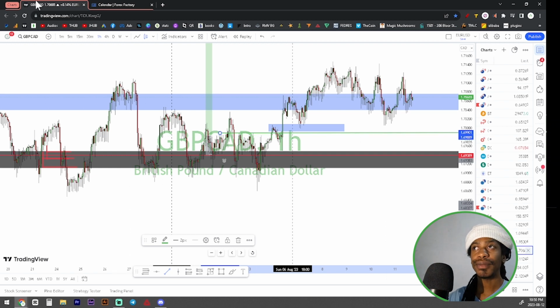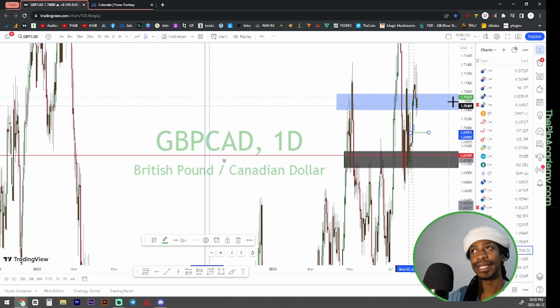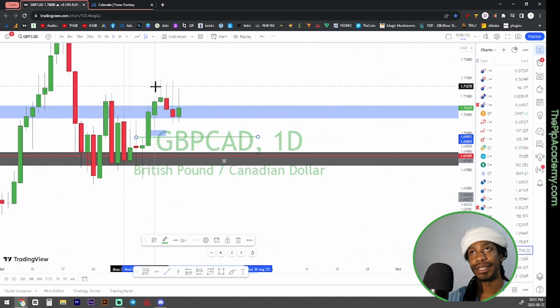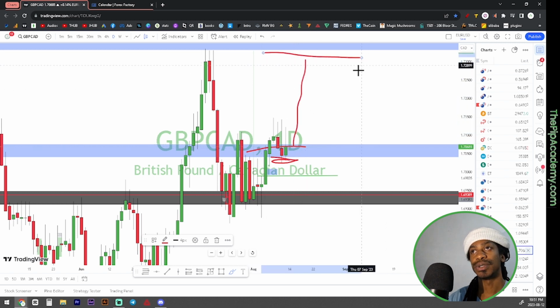So apart from that, this is the 1 hour time frame. Let's just go to the daily. Yesterday was a bullish day. Let me delete these. As long as we stay above and not below these areas here, we'll be looking for price to increase back to its previous highs.